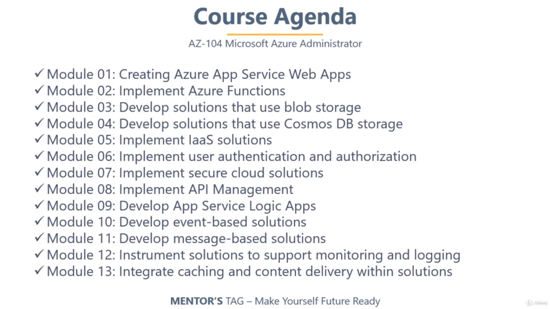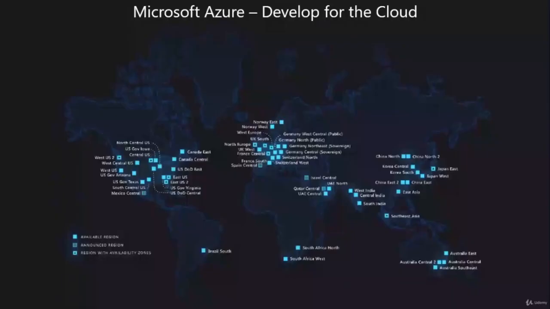The agenda of the course has a total of 13 modules, and in each module we are going to learn each and every concept with practical hands-on, and we are going to see how you understand each and everything with not only the conceptual part but also with the technical code, doing it step by step.